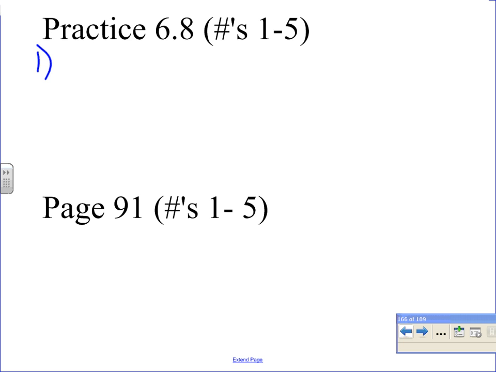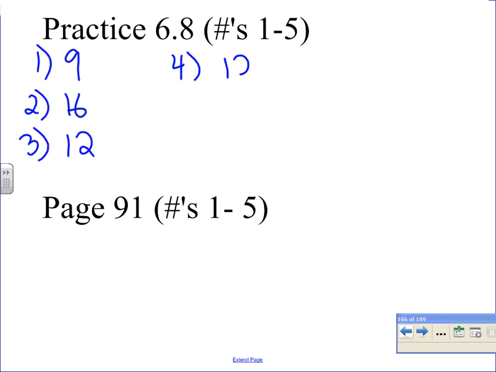Justin? Good, 9 ways. Emma H, number 2. Good, 16 ways. Charles, number 3. Good, 12 ways. Jeremy, number 4. Good, 12 ways. Number 5, Emma M. Good, 60 ways. Okay, before I go to the next page, questions on those?